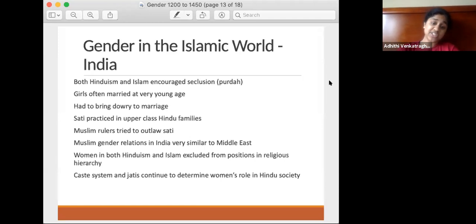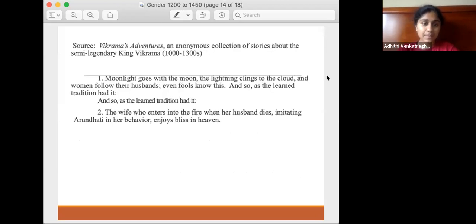Muslim gender relations in India were also very similar to the Middle East, and women in both Hinduism and Islam were excluded from positions in the religious hierarchy. There was a caste system, and the jatis still continued to determine women's role in society. Yes, that is what sati was: when the husband would die, the woman would kill herself. This is just an example of some of the primary sources.